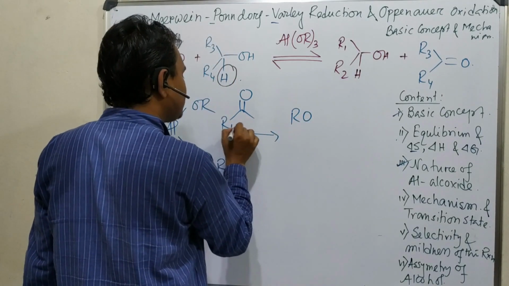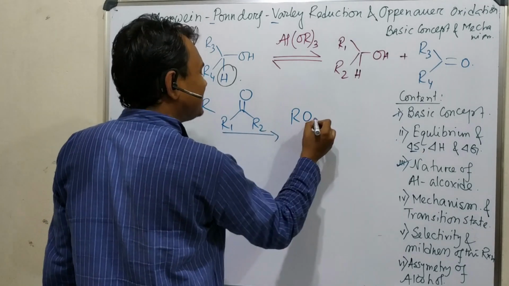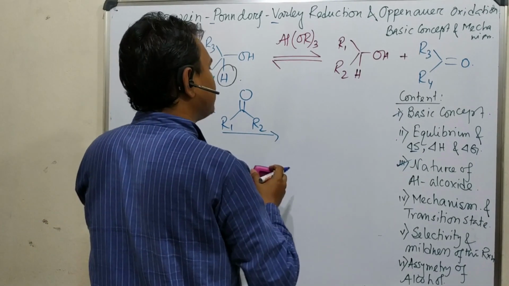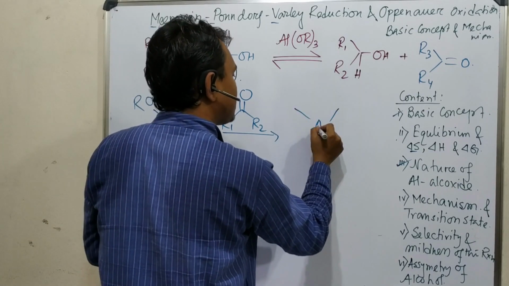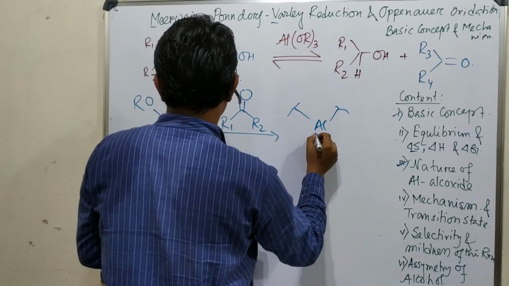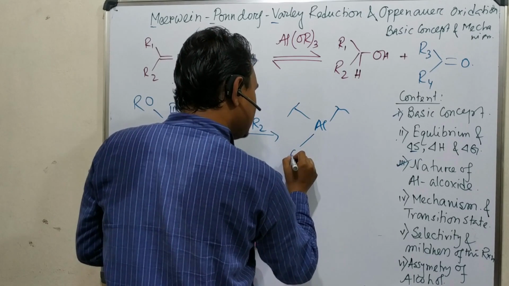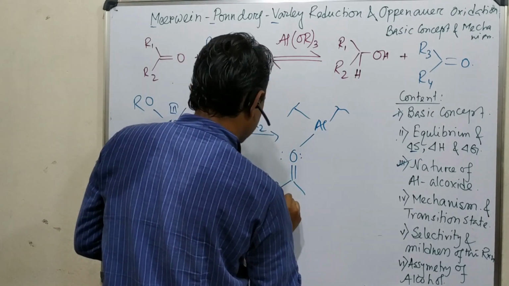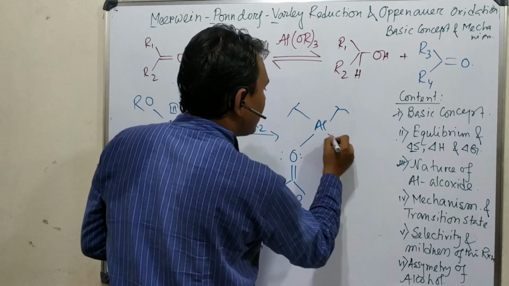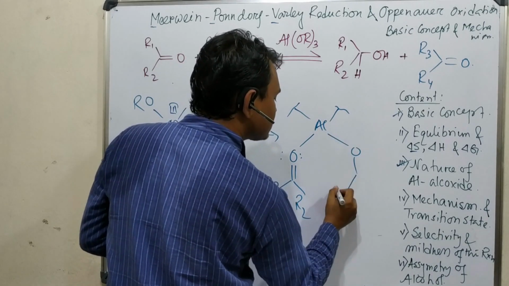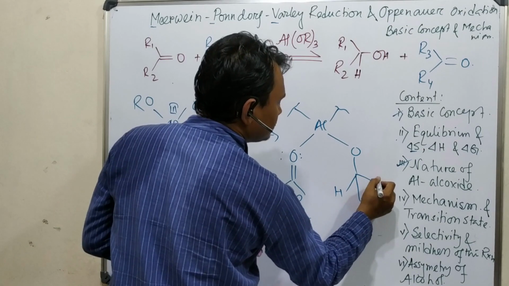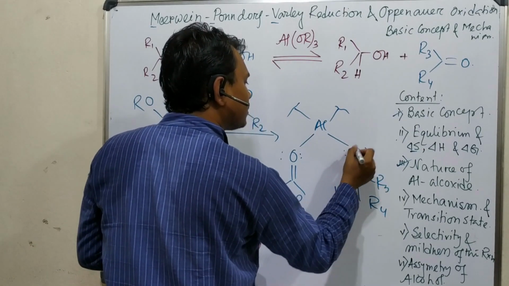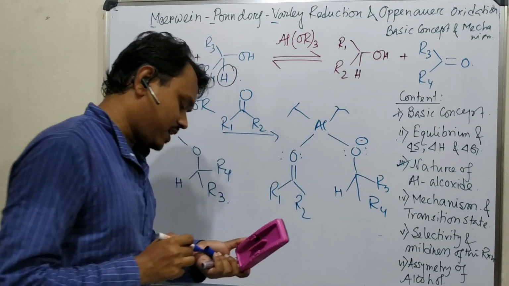I am not writing R1 everything, otherwise you may feel confused. Let's avoid this OR thing every time, just this Al. So one side is carbonyl, this is R1, R2. Another side is alkoxide with hydrogen. This is R3, this is R4. This is the minus. Fine.